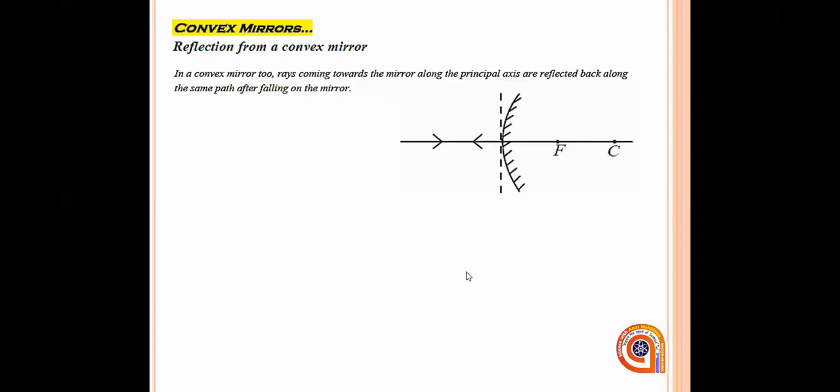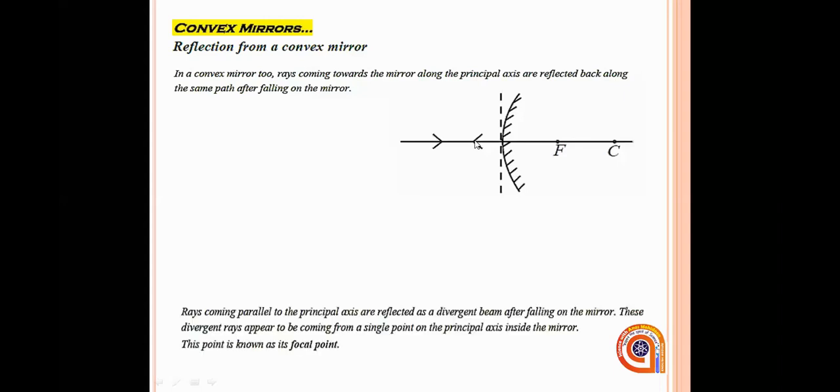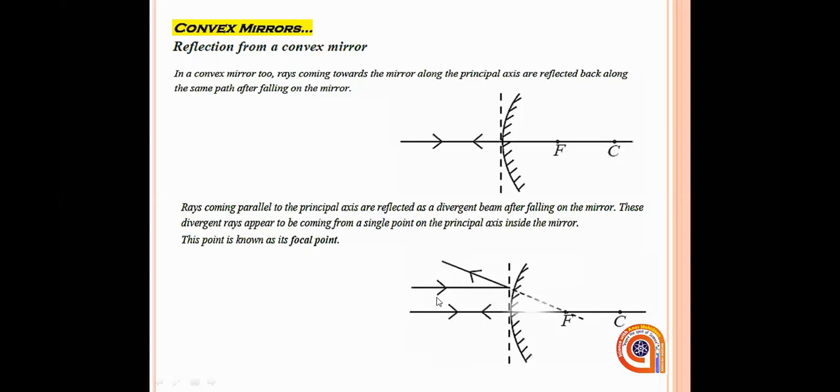Before that, there are some concepts of reflection from convex mirror. If there is a ray that comes along the principal axis, from a convex mirror, it reflects back along the principal axis. That's the first point here. And the second point is, if a light ray comes parallel to the principal axis, it moves diverging. In a concave mirror, we said, that will be converging to the focal point, and in a convex mirror, we say, it seems to be starting from one point and diverging away. So this is the second point.